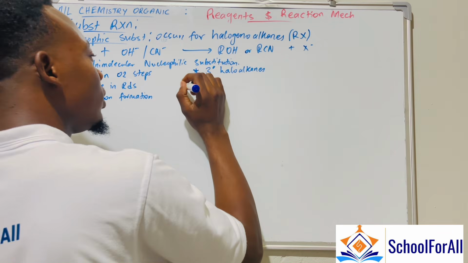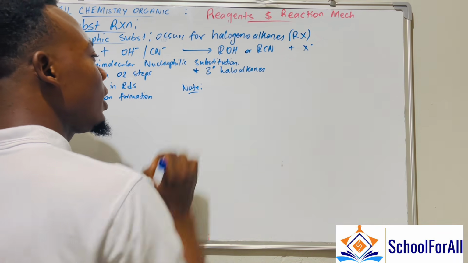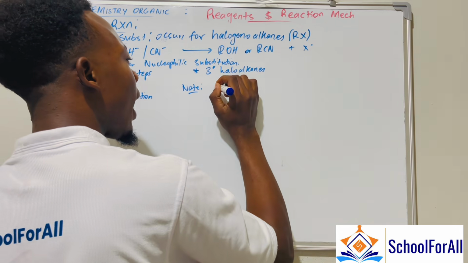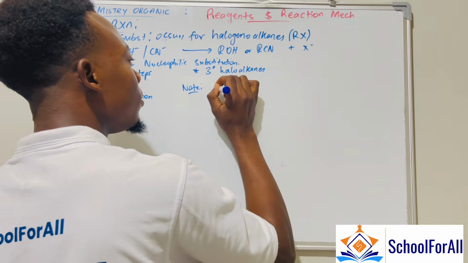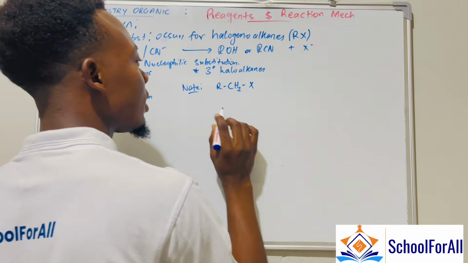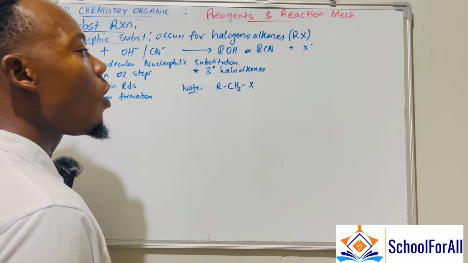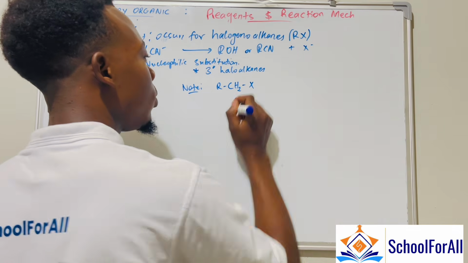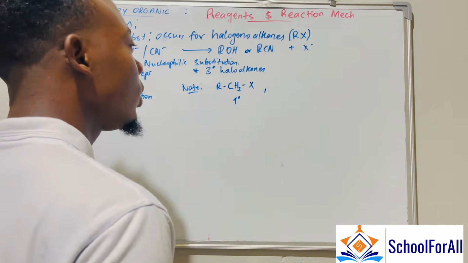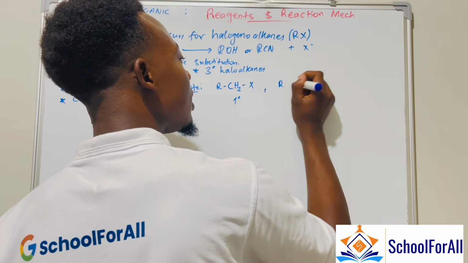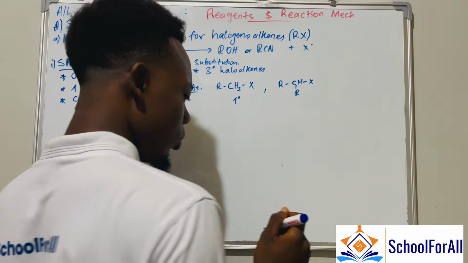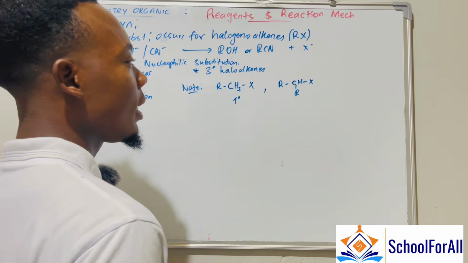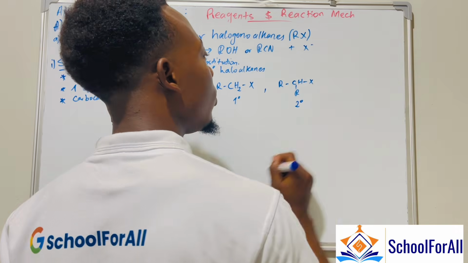A brief review: a primary haloalkane is a haloalkane in which the carbon atom directly bonded to the halogen has two or more hydrogens. So that's the primary haloalkane. What is a secondary haloalkane? It is one in which the carbon directly bonded to the halogen has only one hydrogen. So that's a secondary haloalkane.